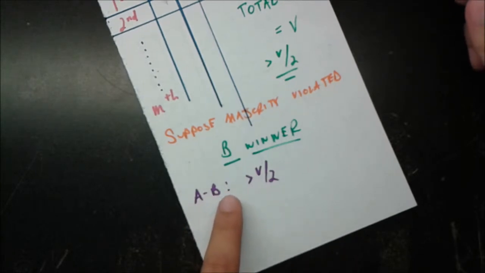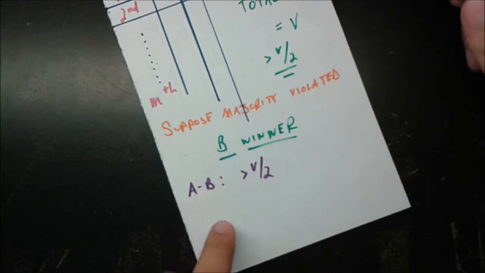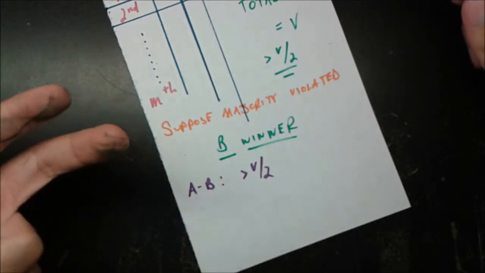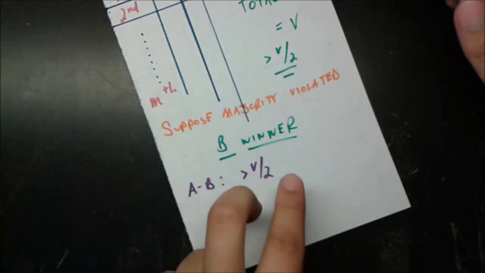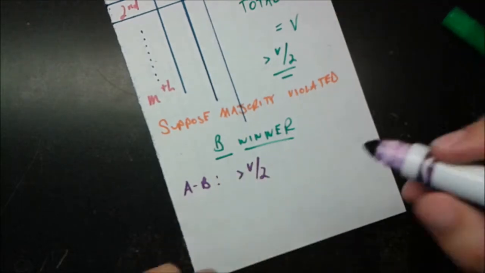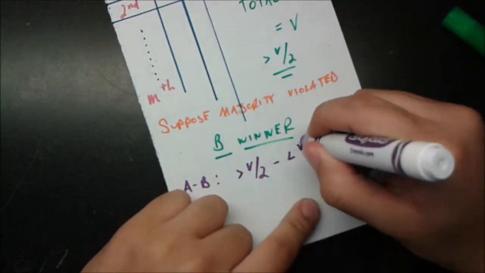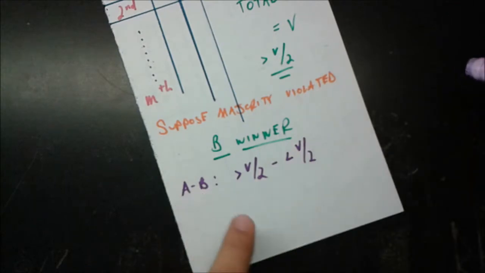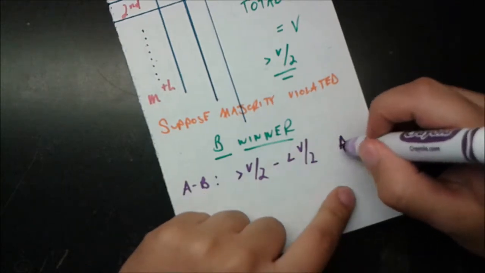What does that mean for B? Since A and B's totals, when we add them together, have to add up to V. Remember, whenever we do the Condorcet criterion and we put two people head to head, their amount of votes has to add up to V. That automatically means that B has less than V over 2 votes. So who's the winner of A versus B? It's going to be A.